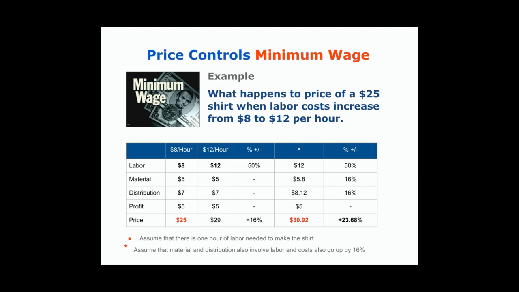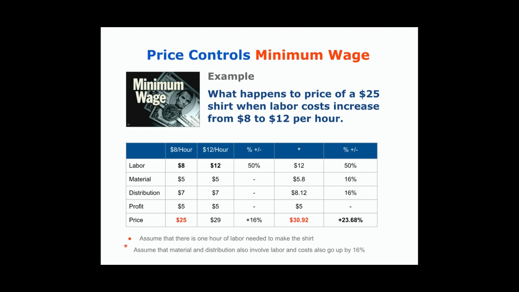But it really doesn't stop there, because of course there's labor involved in producing material, there's labor involved in distribution, so those costs will also go up, and so the $25 shirt is now at least going to cost $30.92. So the price increase is around 25%, and the important point to note here is that even the people who receive the minimum wage are facing higher prices, and of course the people who lost their job because they're not being employed at the higher minimum wage, they're still facing higher prices as well.